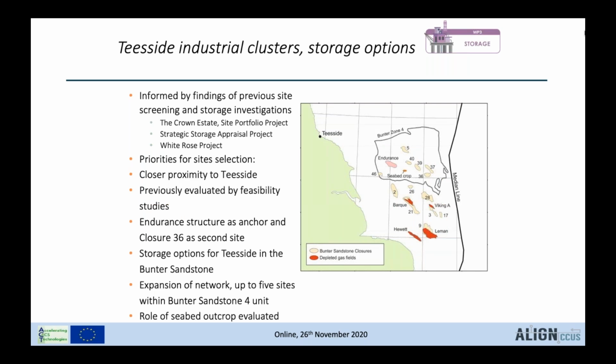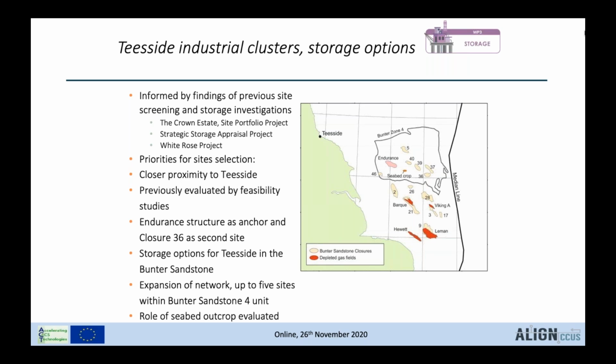So projects that have previously conducted screening and investigated storage options in this area are the Crown Estate Site Portfolio Project, the Strategic Storage Appraisal Project, and of course the White Rose CCS project. Our priorities for site selection are that they are in relatively close proximity to Teesside. They have previously been evaluated by feasibility studies, and the Endurance structure as planned by industry will be our anchor site. Then we would consider Closure 36 as a second site, as this has also been investigated by the Strategic Storage Appraisal Project.